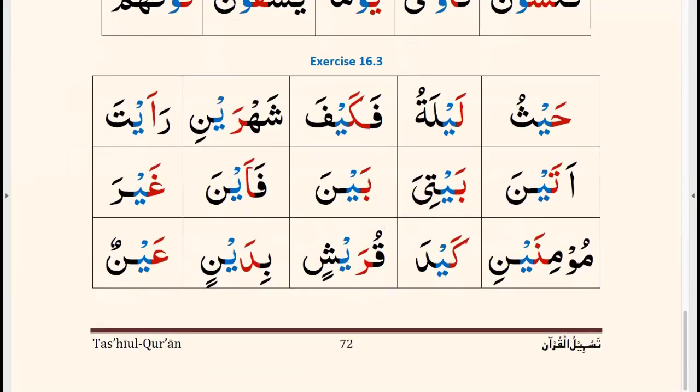And this example for me. Try again. Remember, here we have two kasras. What do we do with these? We make a nasal sound. Quraishin. Very nice. So we make a nasal sound here and we prolong it for a bit longer than 1 second, about 2 seconds, okay? Quraishin. Very nice. Let's carry on with this example.